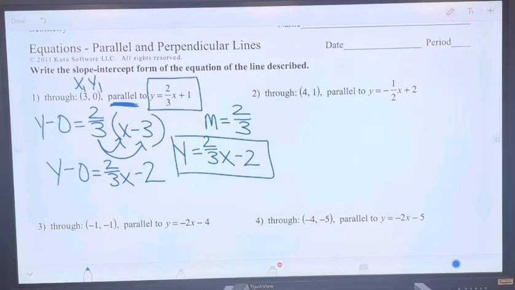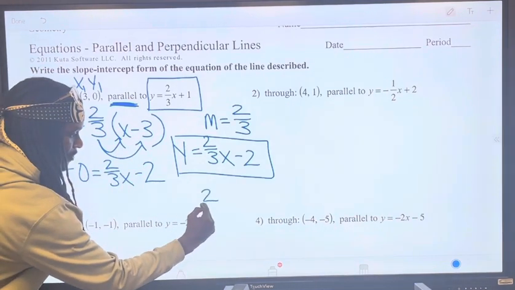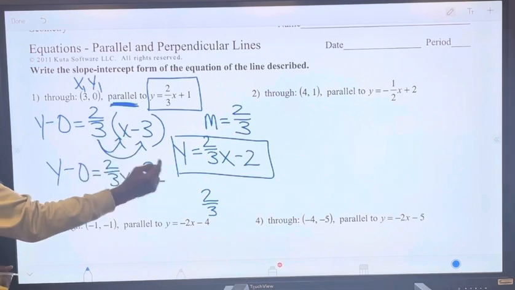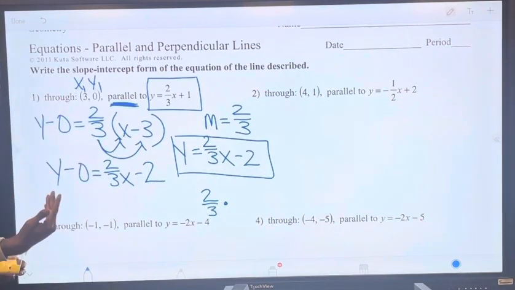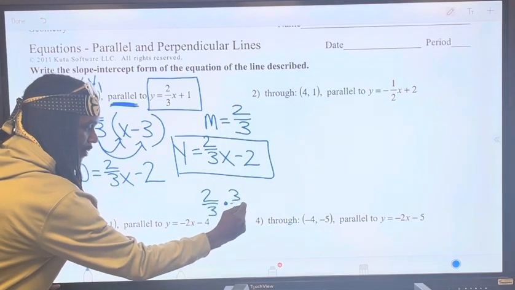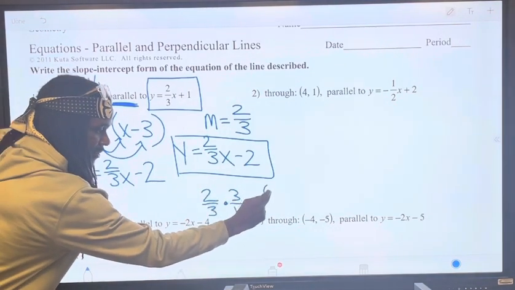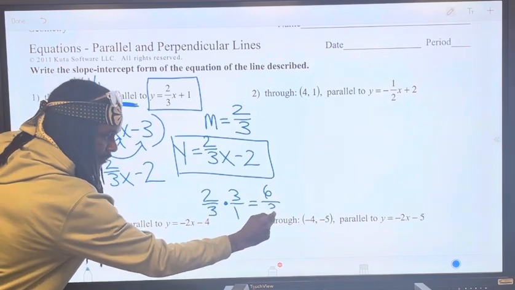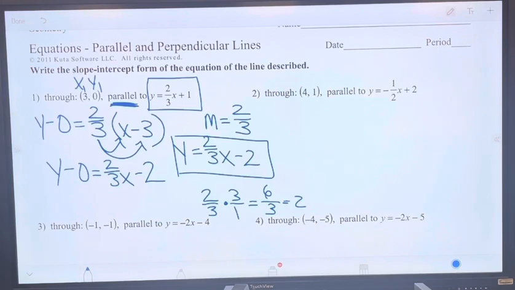Okay, so remember we distribute here, you get 2/3 x. And then we distribute here. So really this becomes 2/3 times 3. How do you write 3 as a fraction? 3 over 1. So when you multiply, 2 times 3 is 6, 3 times 1 is 3. What's 6 divided by 3? That's how you get that 2.